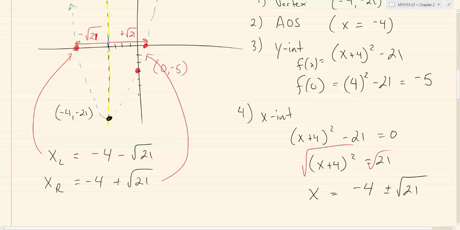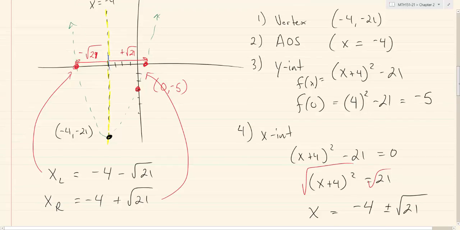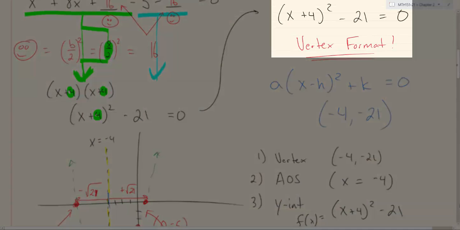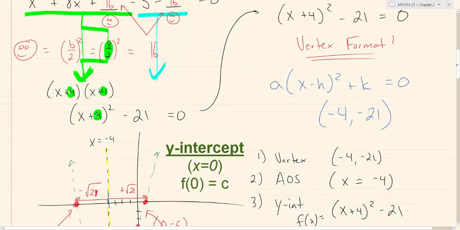So once we're able to take that standard function and place it into vertex format, this is how we find all this information. Finding the vertex is incredibly easy. You just read it off the equation. x plus 4 squared minus 21 equals 0. Where's the vertex? Negative 4, negative 21. You read it right off of the equation. Where's the axis of symmetry? It's what's inside the parentheses with the x, negative 4. What is the y-intercept? Plug in 0 and calculate it. And then what are the x-intercepts? You take the equation, you set it equal to 0, and you solve it.